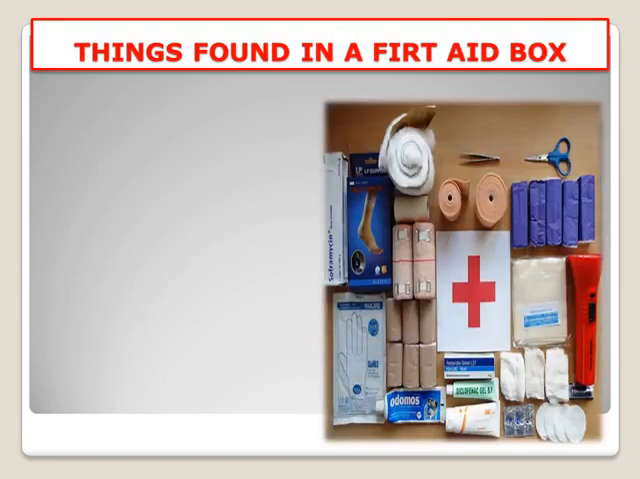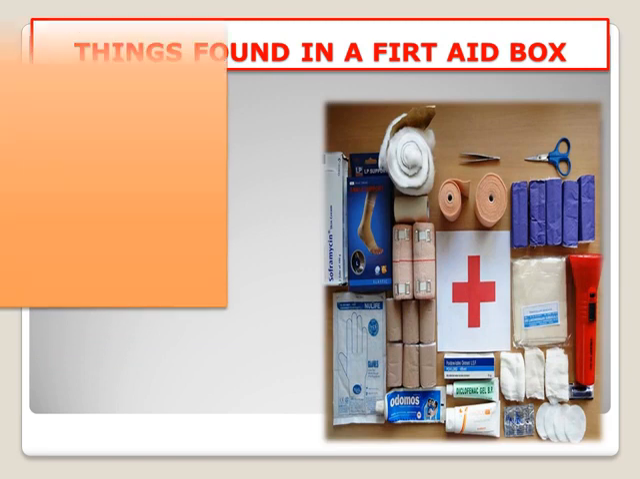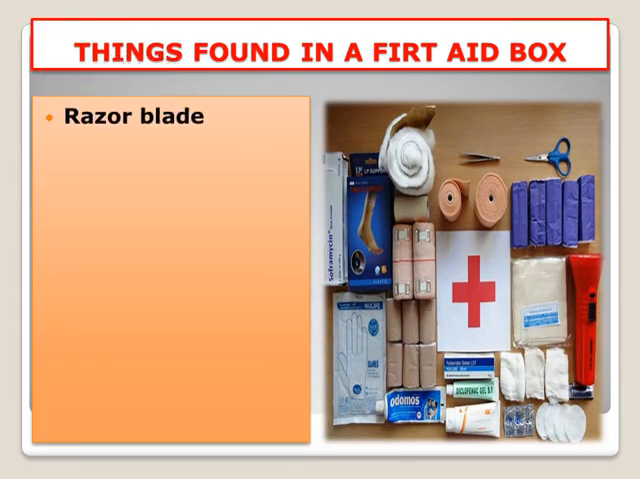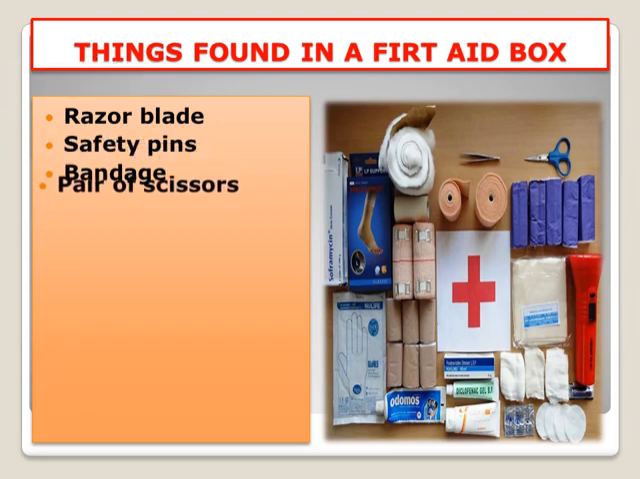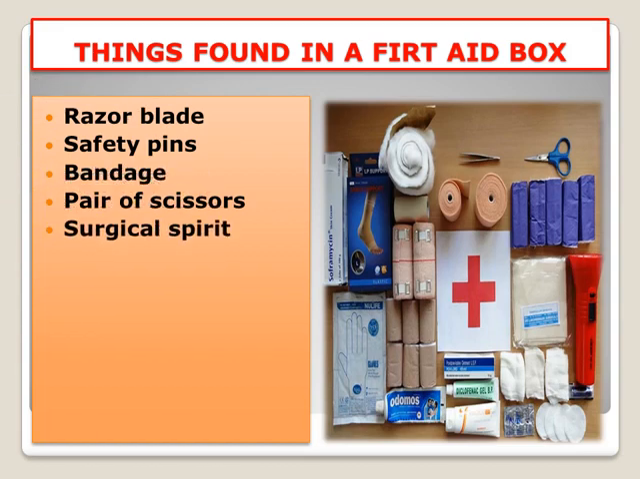Then next we shall look at things found in a first aid box, which we call a first aid kit. There are very many, so we shall pass through them in a hurry. The first one, we shall talk of the razor blade. Then we have the safety pins. We shall talk of the bandage. The bandage, you are seeing it here. Also, we shall look at the pair of scissors. Mine is here. We look at surgical spirit. Let's go and look at the painkillers. My painkillers, I also have them somewhere here.